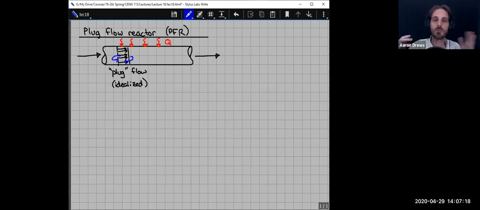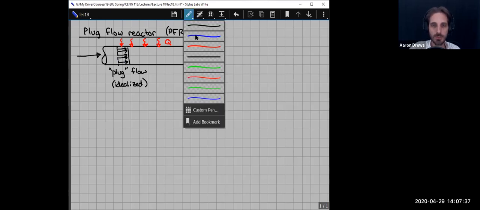So there's no mixing, right? If you're a little packet of fluid and you're moving along inside of a plug flow reactor, the world is only you. You can't see anything that's in front of you and you can't see anything that's behind you. You're just moving along smoothly from one side to the other.